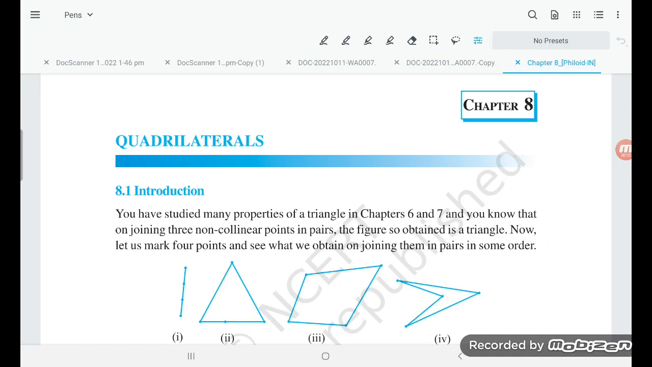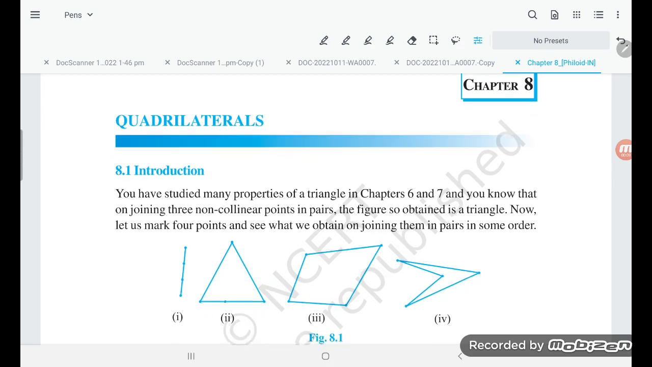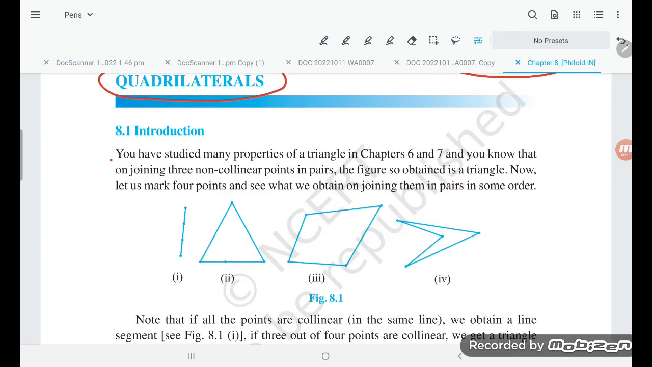Hello students, let's start chapter number 8. Already you have studied the quadrilateral, students. So we are going to do the introduction. You have studied many properties of triangle in chapter number 6 and 7, and you know that on joining three non-collinear points in a plane, the figure so obtained is a triangle.